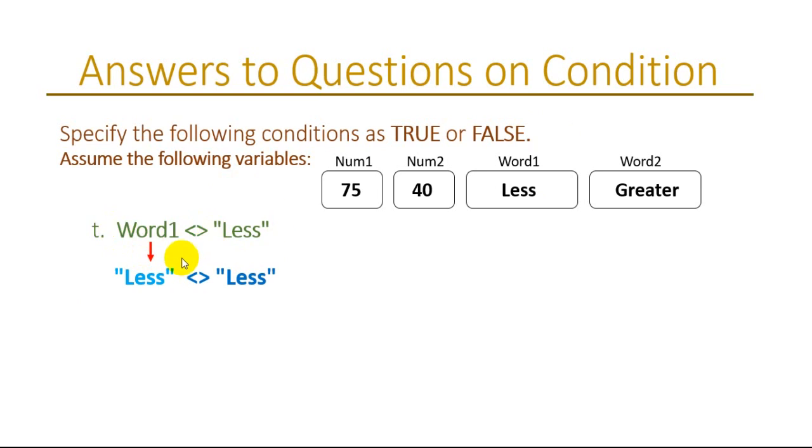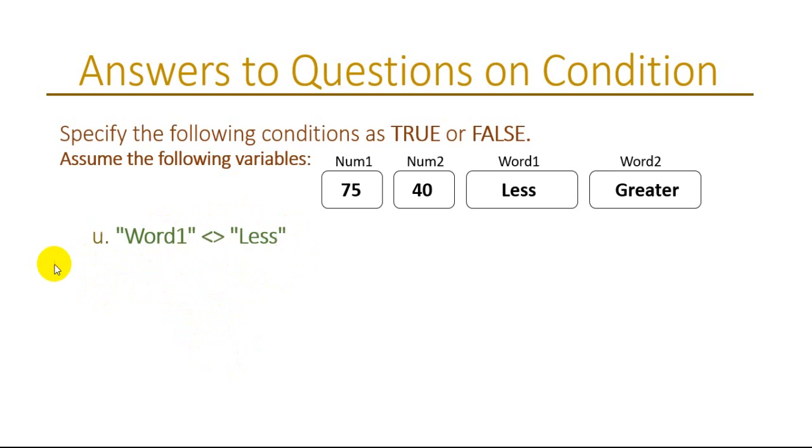So this expression evaluates to this one. So now what we are comparing is the word less not equal to the word less. No, they are equal, no? So if you say less is not equal to less, it's false. The statement what you're saying is false. If we put equal here, then it will be true. But since we are saying it's not equal, then this is false because less is equal to less. So if you say less is not equal to less, then that statement is false. Okay, so word1 not equal to "less" within double quotes evaluates to false.